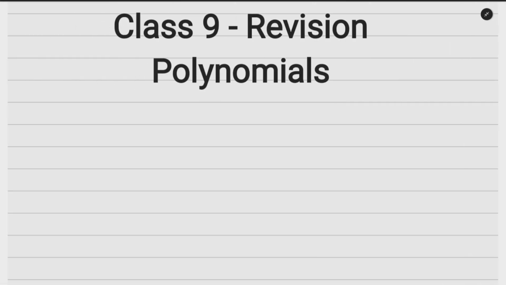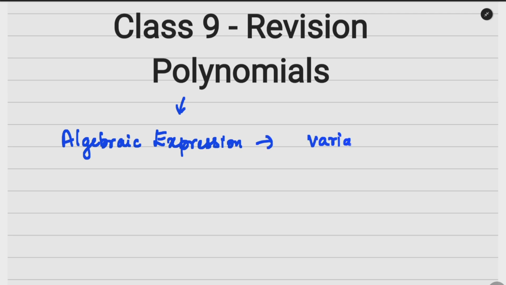Let us begin. So the very first thing, what is a polynomial? A polynomial is a form of algebraic expression wherein the power of the variable is always a whole number. So if you have variables, the power is supposed to be a whole number. It is a special form of algebraic expression in which the variable has a whole number as its power.